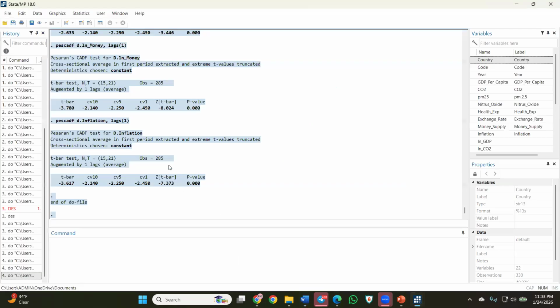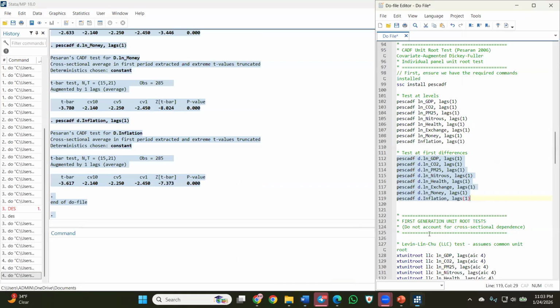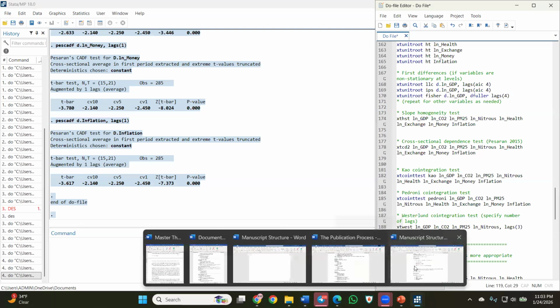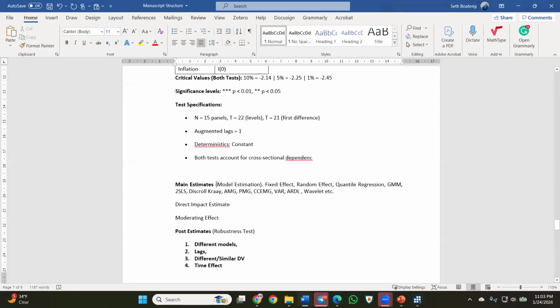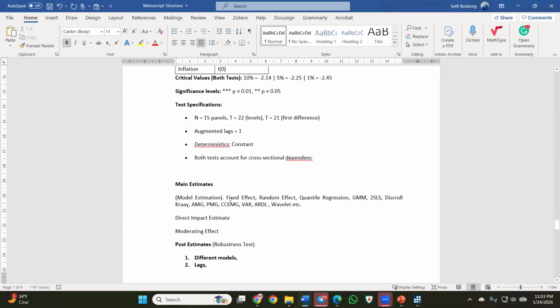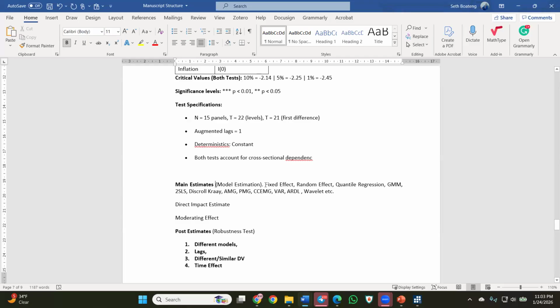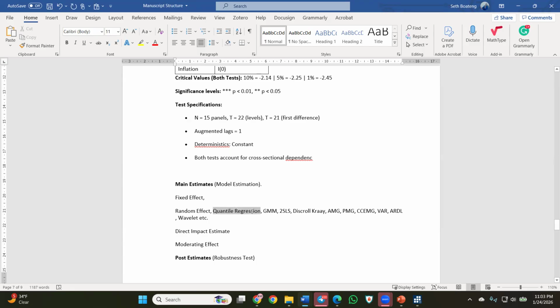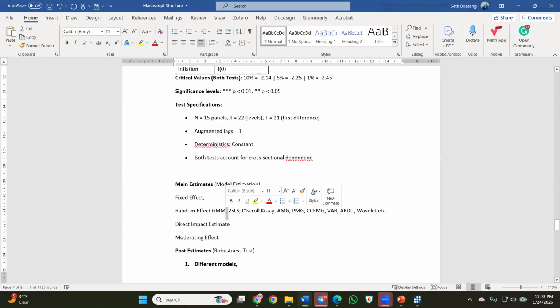So let's see some of the models that we have. Please, now from here, we have to estimate our main models. And I will try to estimate a lot of models. Today, we will not treat quantile regression. Quantile regression will be a full lecture on its own. GMM will be a full lecture on its own.